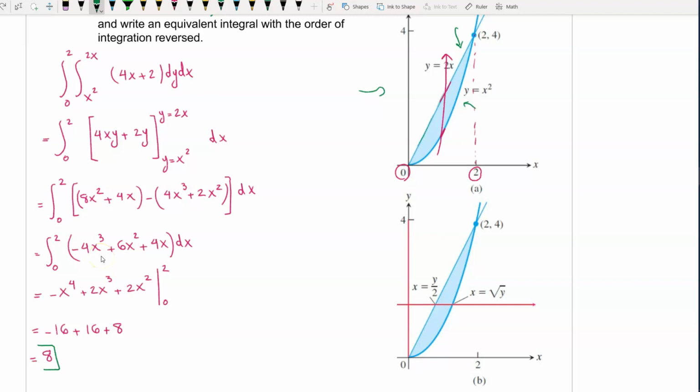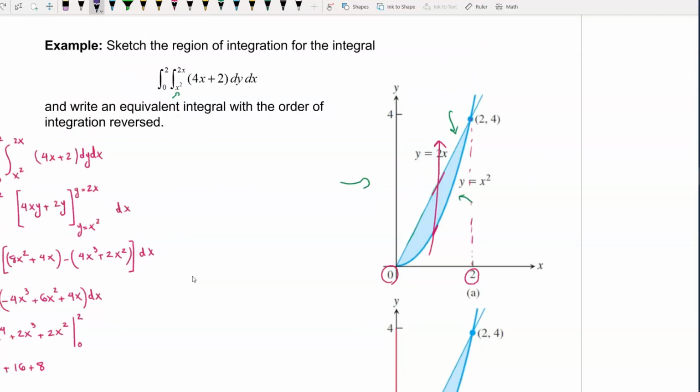So I simplified here on this part, we have negative times 4x cubed, then negative times 2x squared. So this part, we have negative 2x squared plus 8x squared, that is 6x squared. And then add this part, which is 4x. Now, with respect to x, here we have negative x to the fourth power plus 2 times x cubed plus 2x squared. And this is from 0 to 2. So now instead of x use 2, we have negative 2 to the fourth power plus 2 times 2 cubed plus 2 times 2 squared. So that is negative 16 plus 16 plus 8. So our answer for this double integral it is equal to 8.